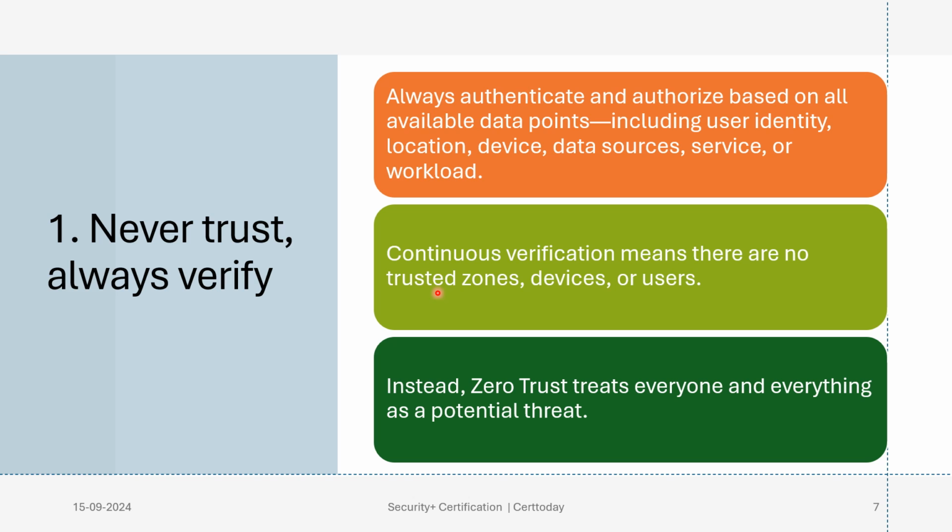Continuous verification means that there's no trusted zone, no trusted devices or users. So we don't trust anybody. You may say, well, if this user is coming from an Android device, which we don't use, it may be a legitimate user. But actually, if you prohibit Android devices, there is technology to stop it so that they could never use an Android device.